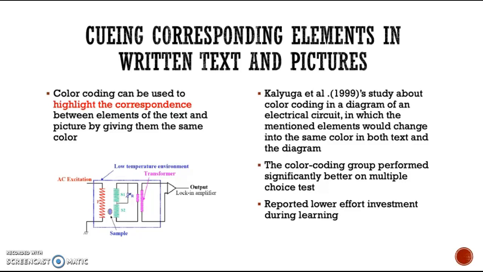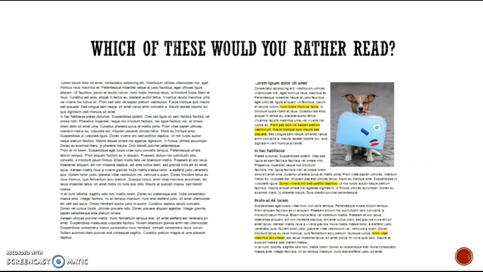I couldn't find the exact diagram that they used in their original study, but I found a similar image online, as shown on the left here. As you can see, the elements in the diagram and their corresponding texts are marked by the same color. Back to the study, they found that the color coding group performed significantly better on the multiple choice test, and they also reported a lower effort investment during learning. So we have covered the three types of the cueing principle so far.